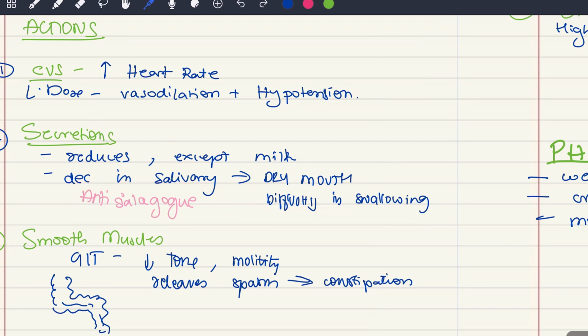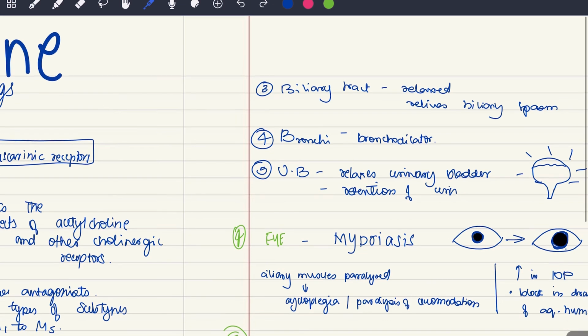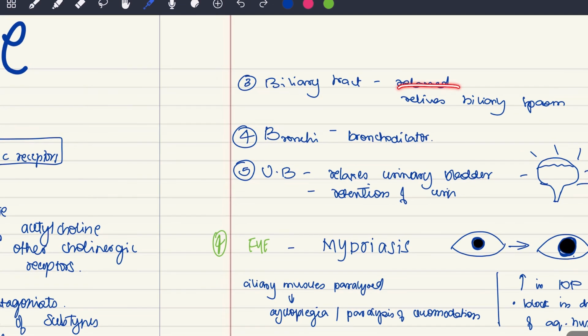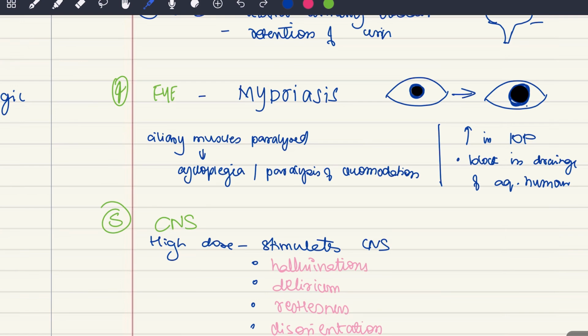Its action on the smooth muscles. On the GIT, it decreases the tone and motility. It relieves the spasm, which can lead to constipation. On the biliary tract, it relaxes the biliary spasm. On bronchial smooth muscles, it causes bronchodilation. On the urinary bladder, it relaxes the urinary bladder and leads to urine retention.